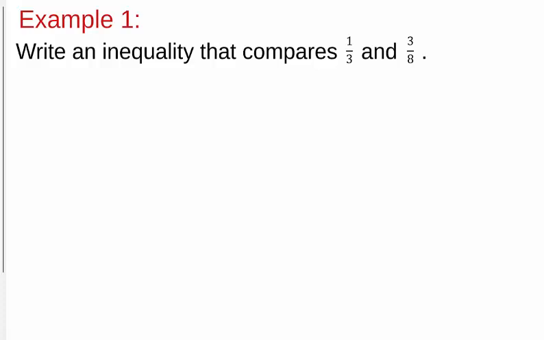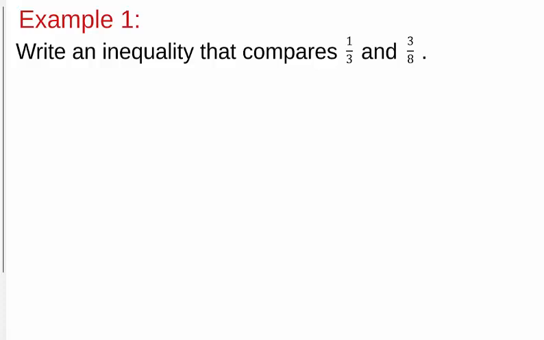Now, we're not going to use "is not equal to" because obviously they're not equal. We know that. We're pretty sure 1/3 and 3/8 aren't equal, so we're not even going to bother, because like I said, that's a cop-out inequality. We're not going to do that. We need to figure out greater than or less than. So let's think.